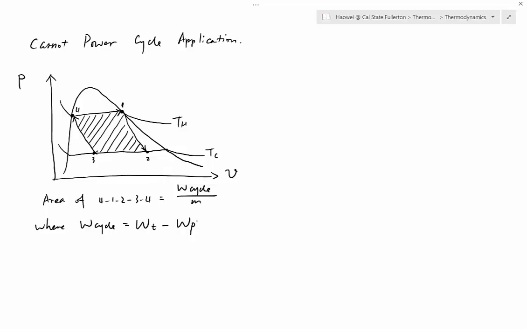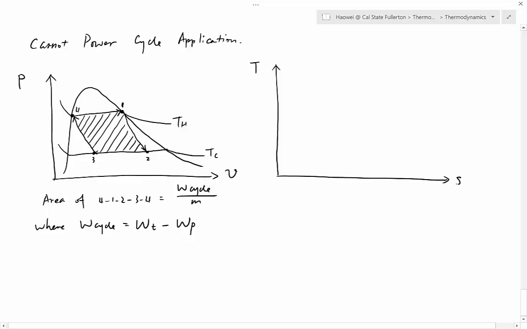But the downside is we cannot really calculate the value because 1 to 2 is a curve and 3 to 4 is also a curve. So this is an irregular shape. We cannot calculate the area of an irregular shape. Okay, and then we introduced a new diagram. It's called the T versus s diagram. Let's see if this new diagram can help us.